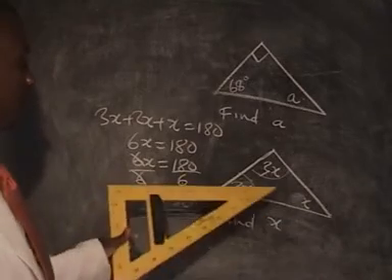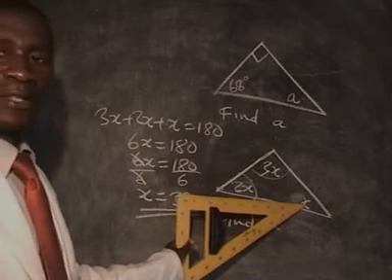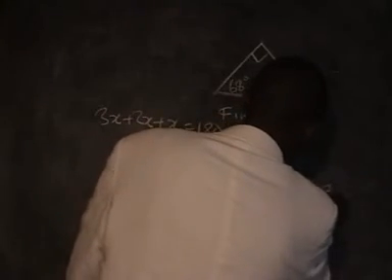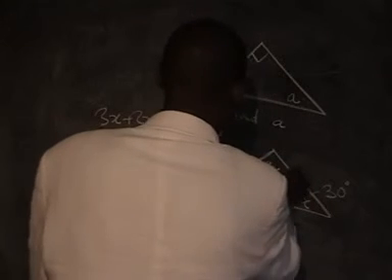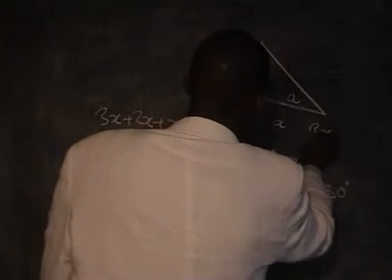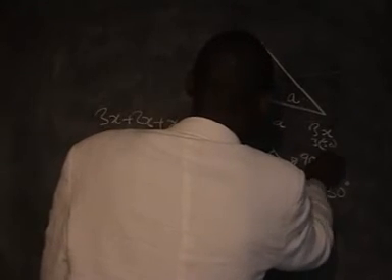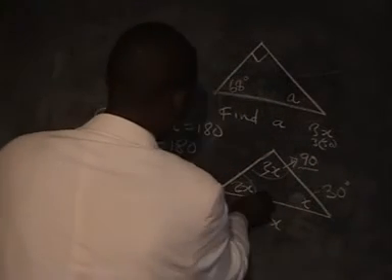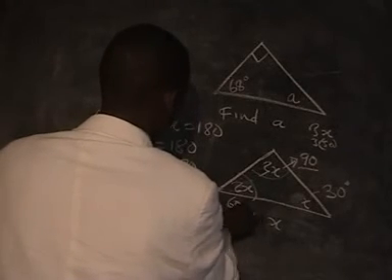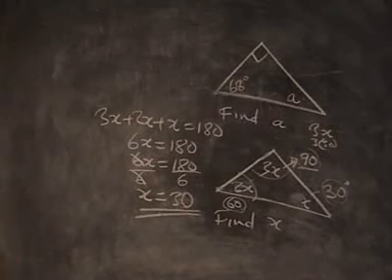But if it means to find the size of each angle, then it means that where we see x there, it means we have 30 degrees. And there where we see 3x, it means 3 multiplied by 30. And this is 90 degrees. And where we see 2x, 2 multiplied by 30, this is 60 degrees. So if you add the 60 plus the 30 plus 90, you get 180 degrees.